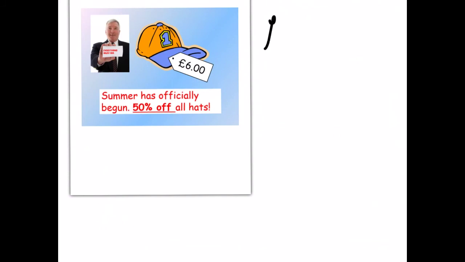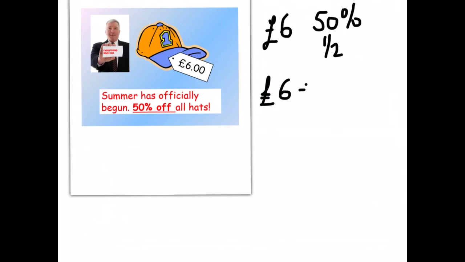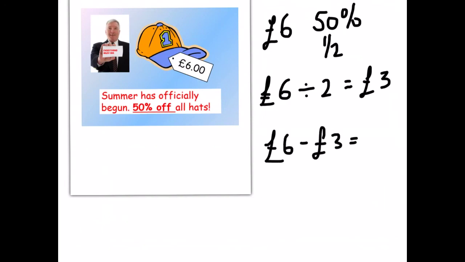This hat is £6. Again, 50% off. 50% is 1/2. So we have to find half of the £6. So we just divide it by 2. Gives us £3. The hat was £6. There's £3 off. The hat in the sale is now £3.